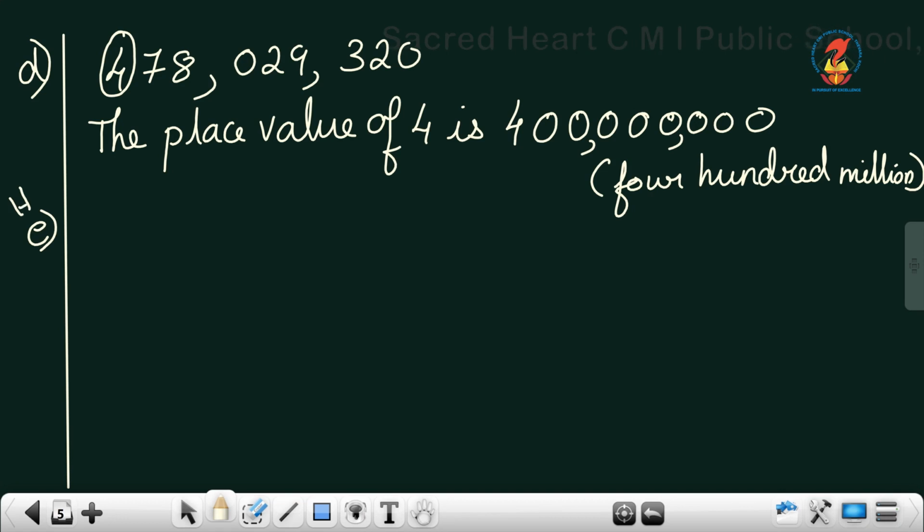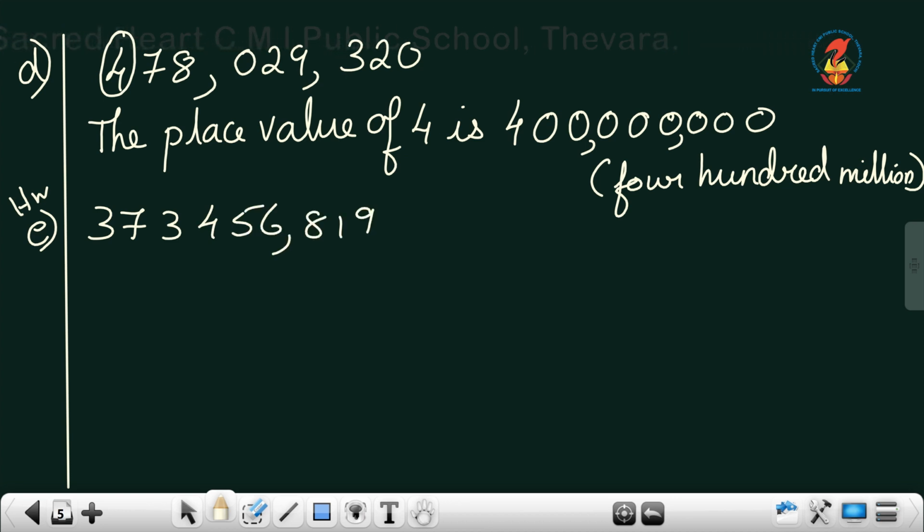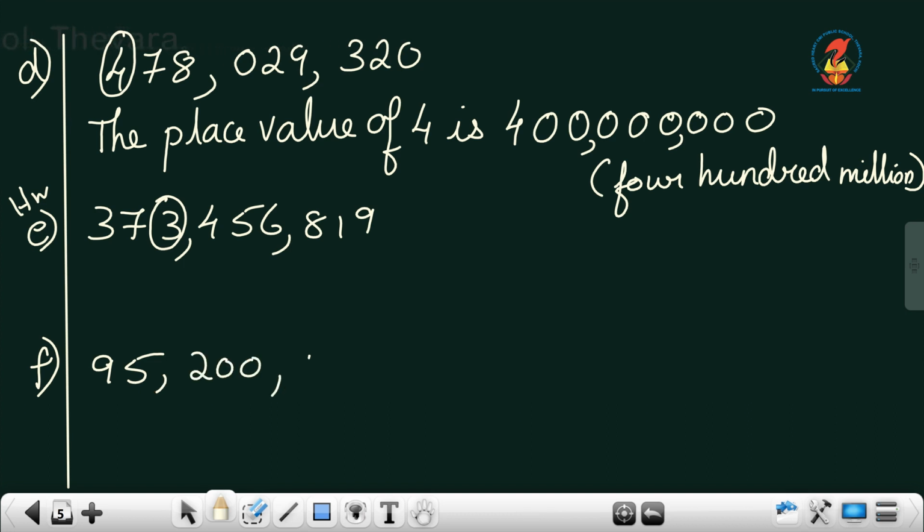So 2 questions I am giving you for homework. 373,456,819. And here the circled digit is 3. Then you have question F. 5,200,190. Here 9 is circled.